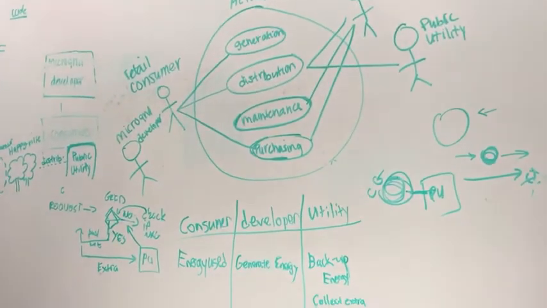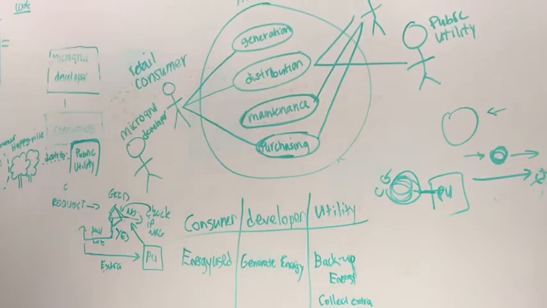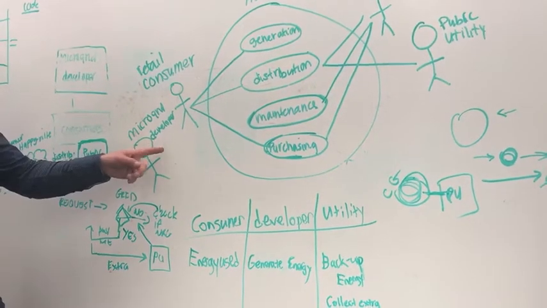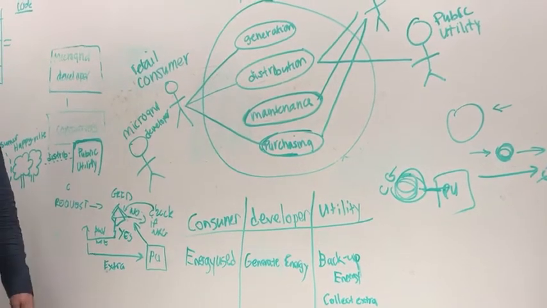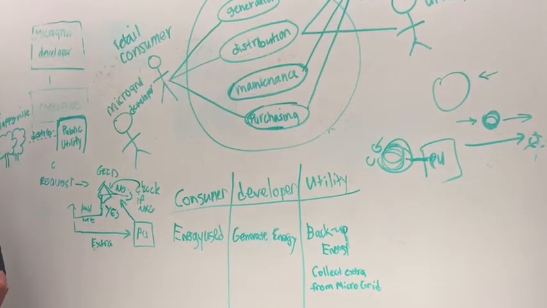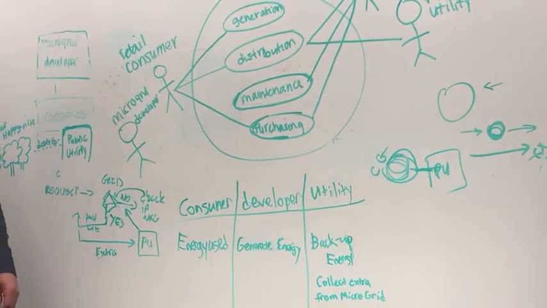Cool. All right, so, name the actors again? The consumer, the microgrid developer, and the public utility. Okay. And by public utility, that would be the entity you'd be buying energy from or selling energy to? Or a regulator?